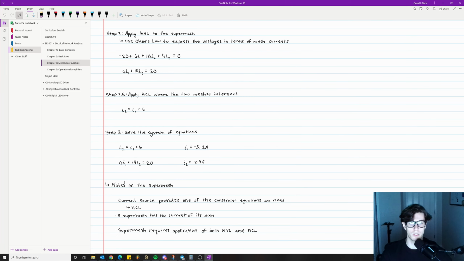Now I'm just going to end with some notes on the super mesh. The first point is that the current source provides one of the constraint equations we need, from Kirchhoff's current law. Hopefully you picked up on that pattern: the current source that we're using right here is where this equation comes from. It's one of the equations that we use to solve the problem ultimately. A super mesh has no current of its own. I think what they mean by that is that it doesn't source its own current, or that you don't do a current analysis on the super mesh as a whole. And a super mesh requires the application of both Kirchhoff's voltage law and Kirchhoff's current law.